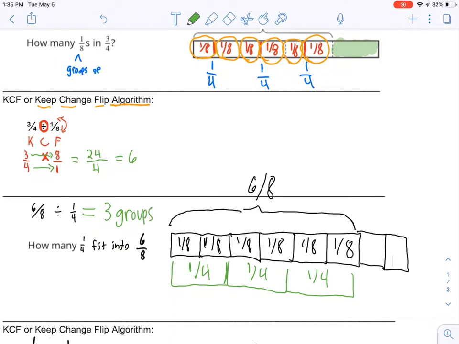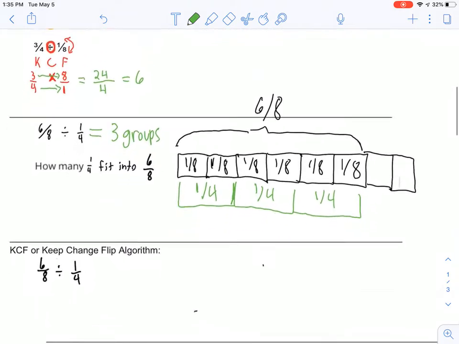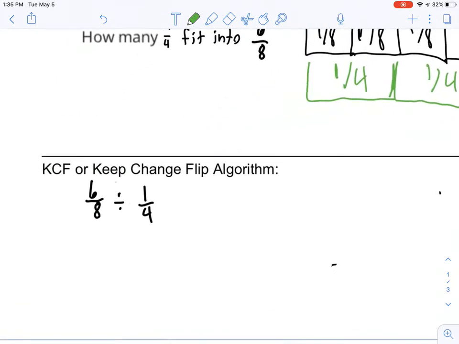Okay, so perfect. We've drawn our equation or diagram, but now we want to focus on our algorithm or secret formula. Now, who can remember what we do first? Excellent. So the first thing we do is we keep the original fraction, and then we change the division sign to a multiplication sign, and then we flip. So the final fraction flips to where the denominator replaces the numerator and vice versa. And now we have 6/8 times 4 wholes.